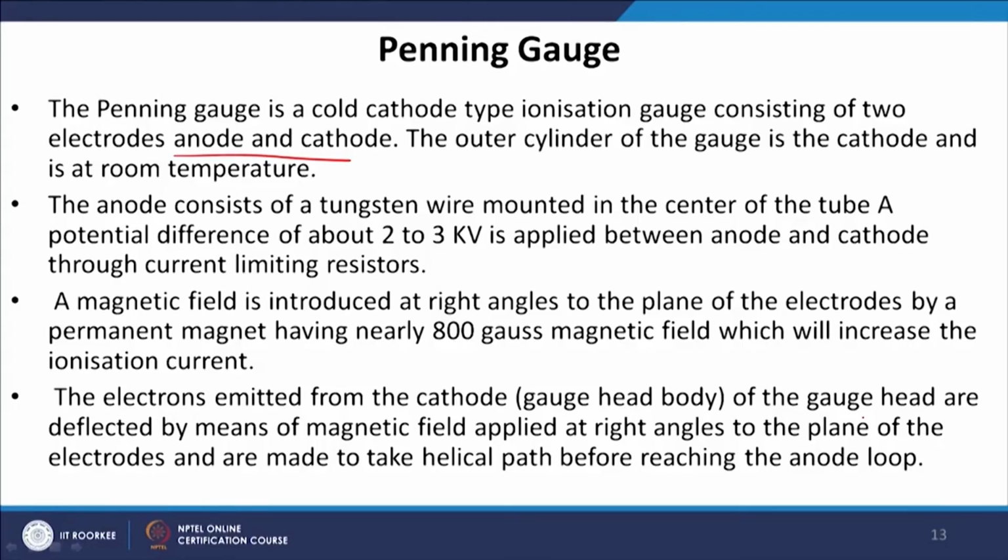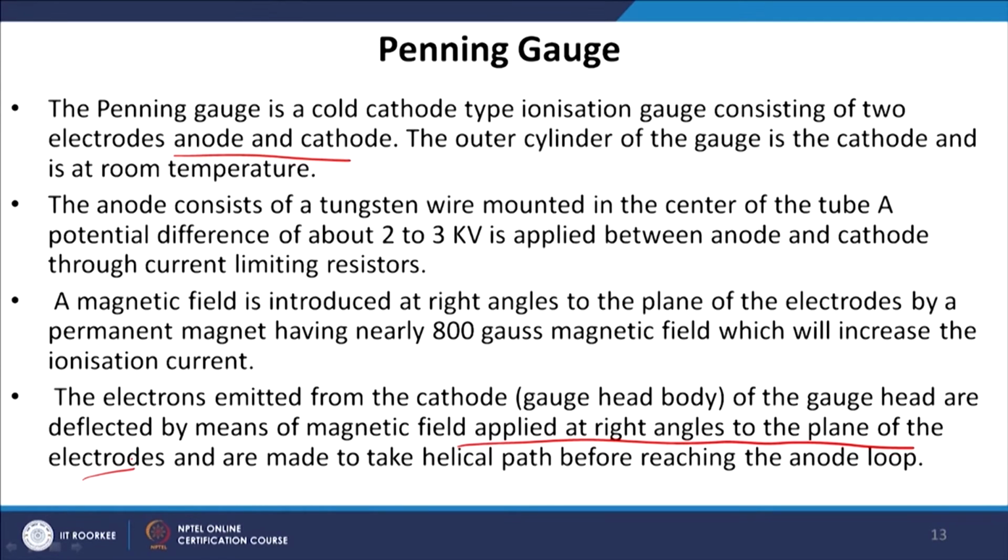Okay. So, what will happen to the electrons in the presence of both electric and magnetic fields? The electrons emitted from the cathode, which is the body of the gauge head, are deflected by the magnetic field applied at right angles to the plane of the electrodes and made to take a helical path before reaching the anode loop.